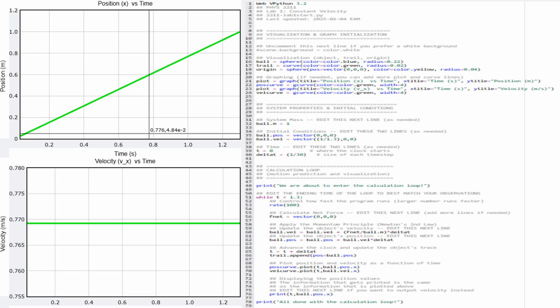This is the computational data derived from the findings in the tracker. I will discuss the code in more detail on the next slide, but the velocity is constant as shown in the bottom graph and positive in the x direction, contributing to a positive linear graph of position as seen in the top graph.